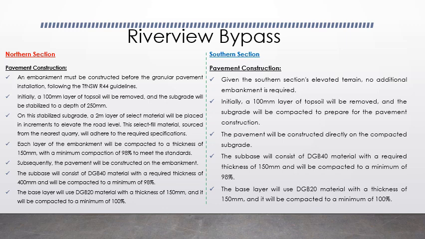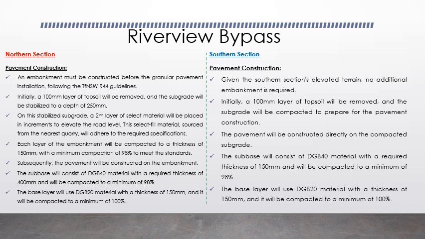Initially, we'll remove 100 mm of topsoil, and we'll stabilize the subgrade with the lime stabilization, and then we'll construct the embankment, and the height of the embankment will be 2 meters. We'll use select fill material for this embankment. Each layer of the embankment will be compacted to a thickness of 150 mm with a minimum compaction of 98% to meet the standard.